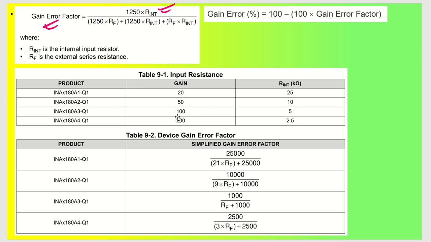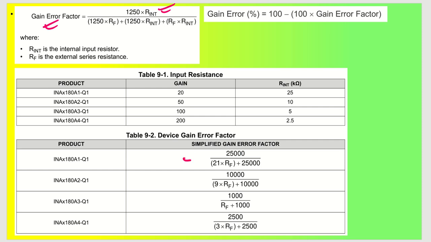Okay, and gain will be correspondingly taken. So if there is a need of gain, we will be requiring this one. Now coming back to the gain error factor, it will be actually already calculated. This is the gain error factor for the A1 device, A2 device, A3 device and A4 device, and here we will be requiring 21 times RF plus 25,000. Okay, so this is the thing that we will be using.